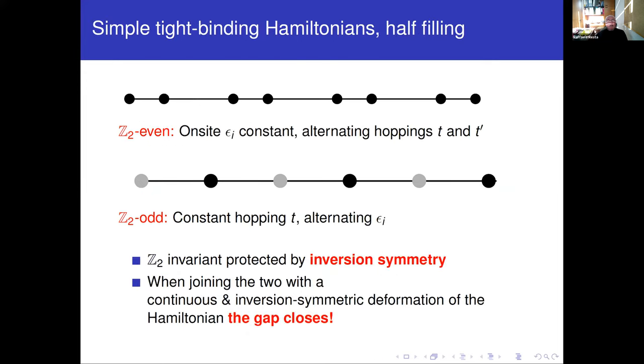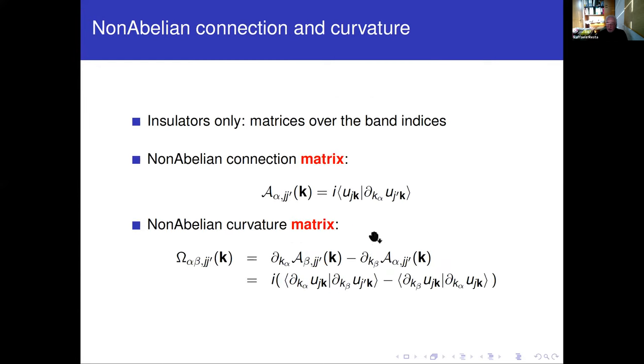Now, this is a simple exercise: if you take the simplest model of this, that is one site, one orbital per site, one-dimensional tight-binding, you have two parameters. Here you have alternating hopping t and t prime. And if you want to preserve central symmetry, you need to take the on-site elements constant or even zero. Instead, here, if you want to preserve central inversion symmetry, you will have to keep constant hopping and make alternating epsilon. This is protected by inversion symmetry, sorry.